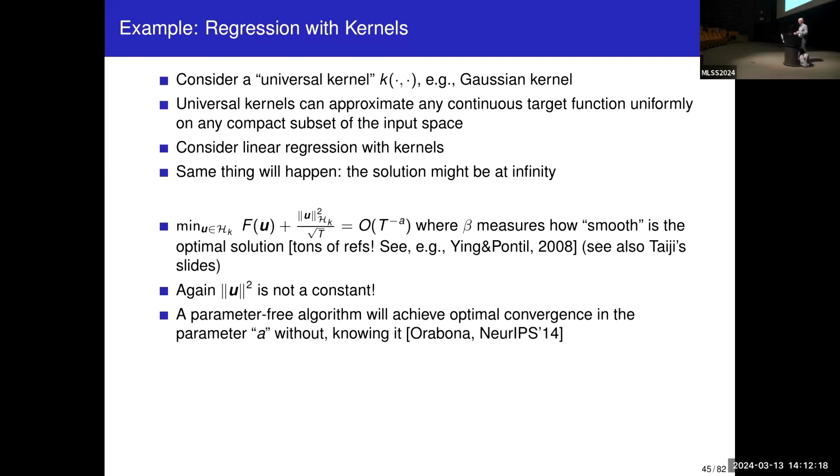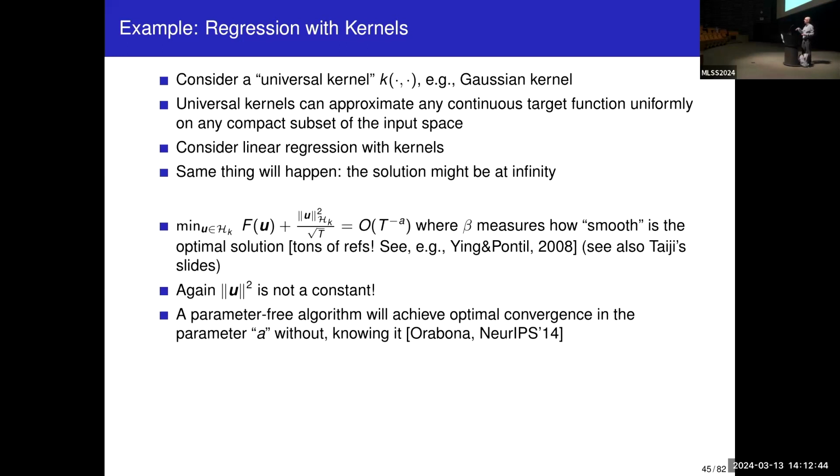This is unavoidable. However, what is the alternative? The first consequence is again that the norm of u here is not a constant, and it's not logarithmic in time. Now it's polynomial in time, where the polynomial depends on this A that measures how smooth the solution you're looking for is.